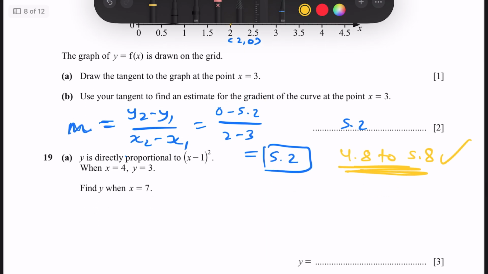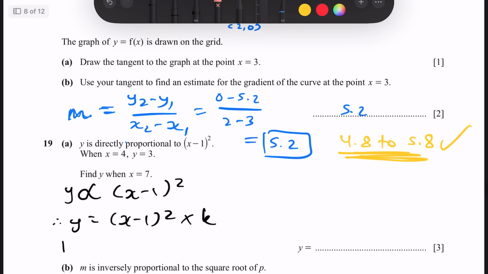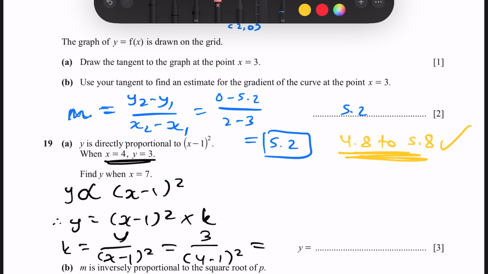Question 19a says, y is directly proportional to x minus 1 squared. When x is equal to 4, y is equal to 3. Find y when x is equal to 7. So y is directly proportional to x minus 1 squared. Therefore, y is equal to x minus 1 squared times k, where k is a constant value. So k is equal to y divided by x minus 1 squared. If we take these 2 points and sub them in, we can find k. So k is 3 divided by 4 minus 1 squared, which is equal to 1 by 3.